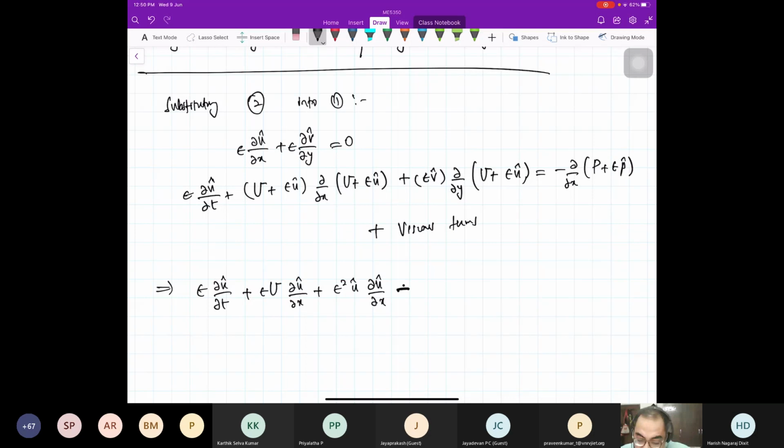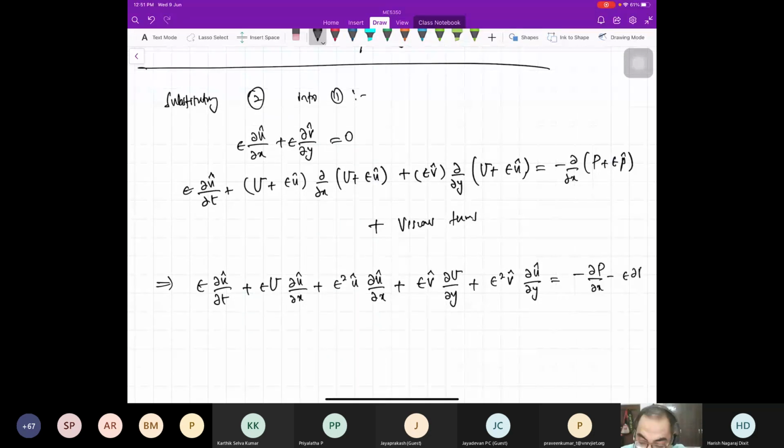Okay. And similarly, I have epsilon v hat del capital U by del y plus epsilon square v hat del u hat by del y is equal to minus del p by del x plus, or rather, minus epsilon del p hat by del x. This is my full equation.